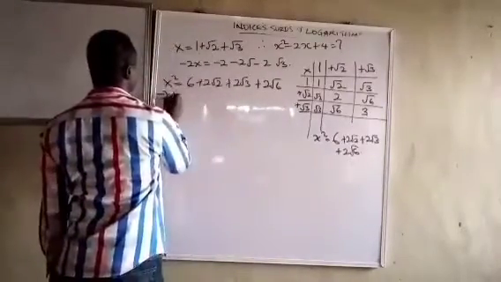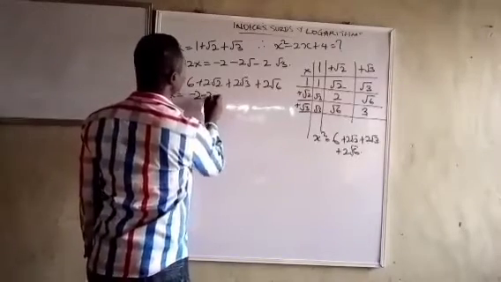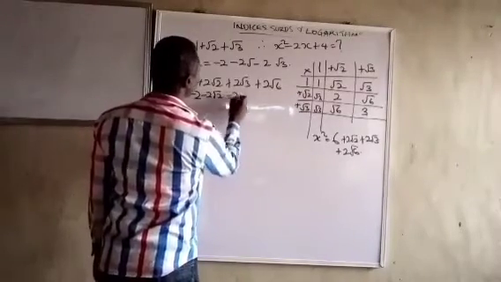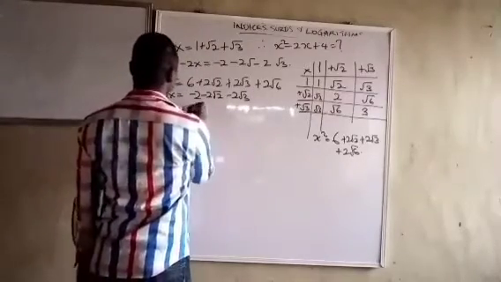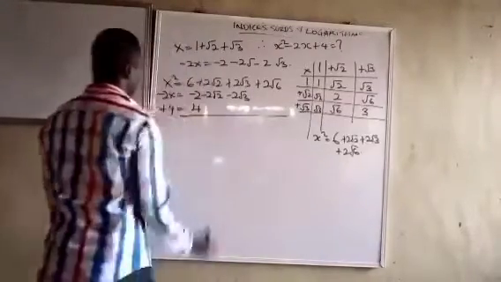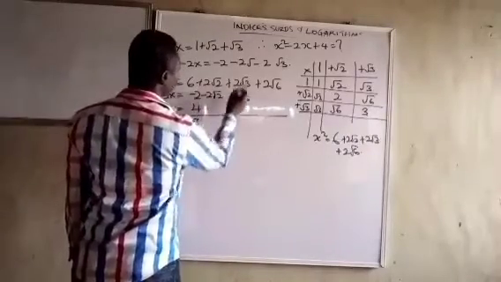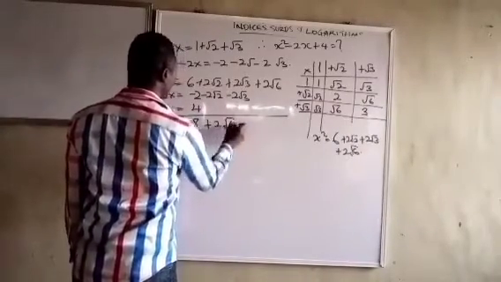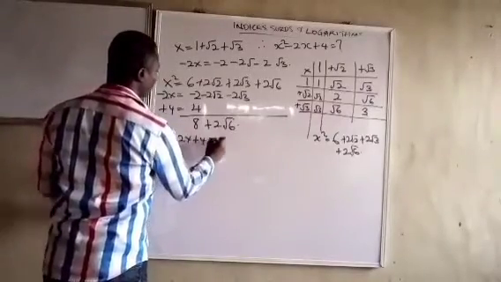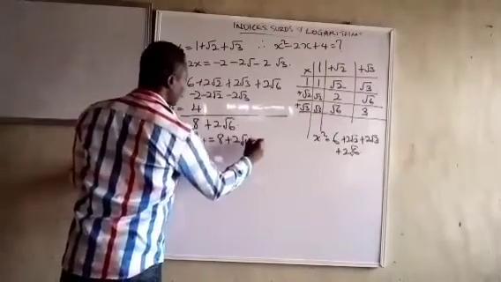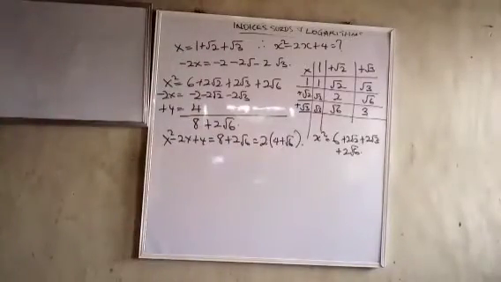Minus 2x is equal to minus 2 minus 2 root 2 minus 2 root 3, and plus 4. So on addition, this one is going to give me 8. This one cancels this, one cancels this, plus 2 root 6. So that's the answer. I can say x squared minus 2x plus 4 equals 8 plus 2 root 6, which is 2 into (4 plus root 6). That's the answer for that one.